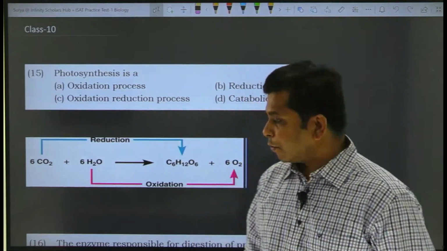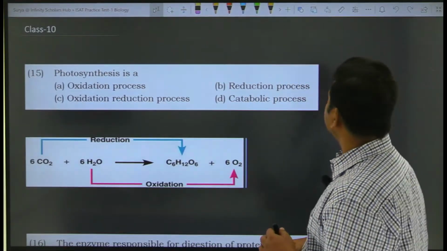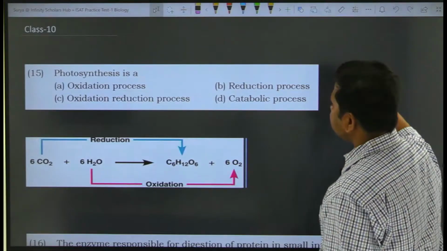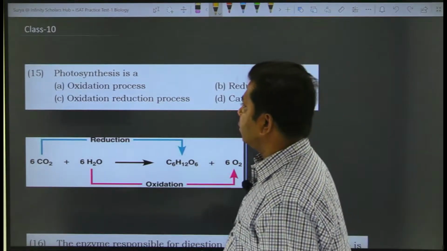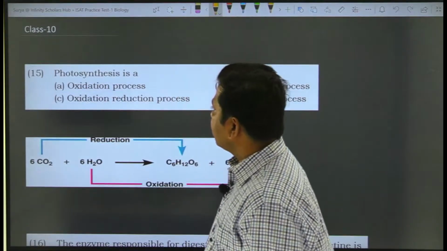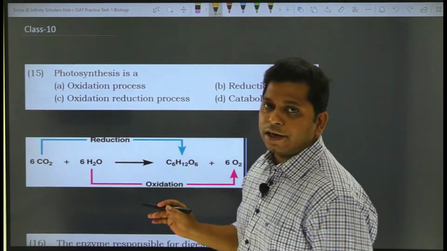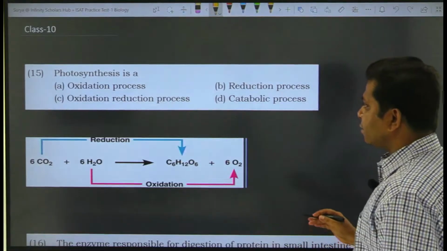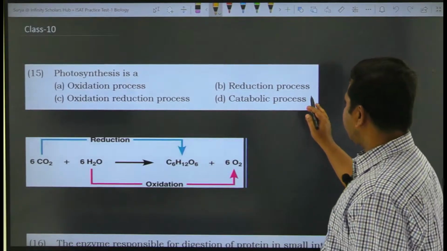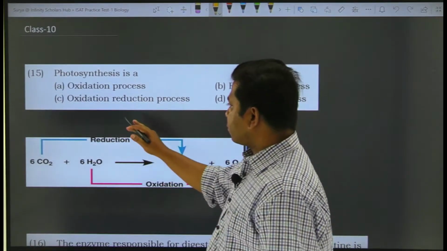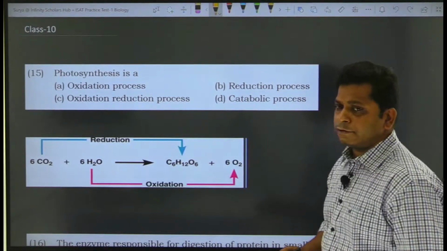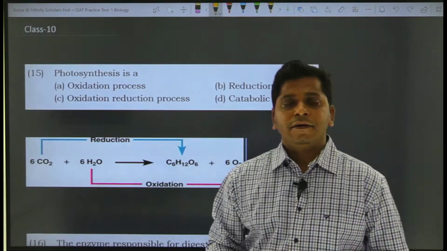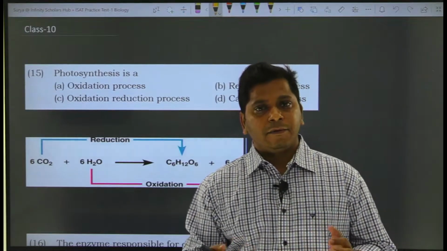1. Okay, let us look at the first question. The first question which is mentioned here: photosynthesis is an oxidation process, reduction process, oxidation reduction process or catabolic process. We know that photosynthesis is an anabolic process.